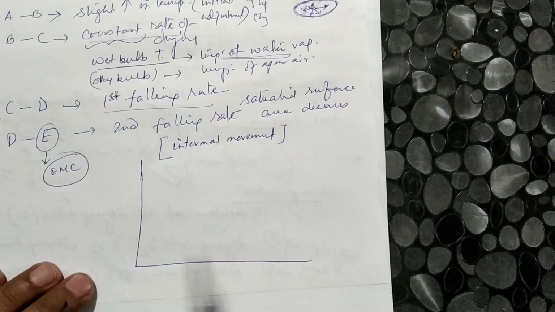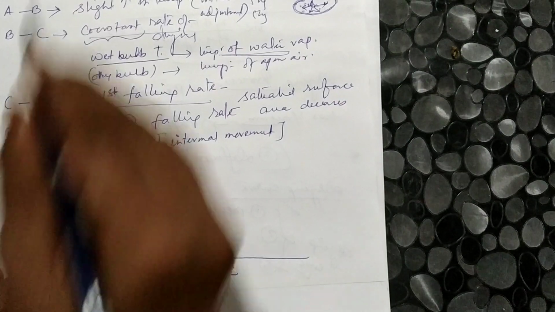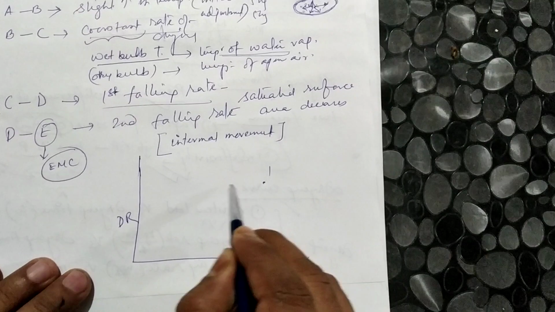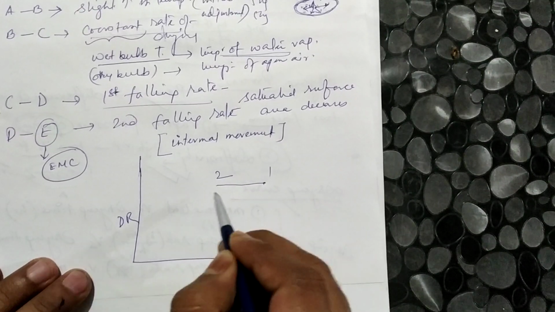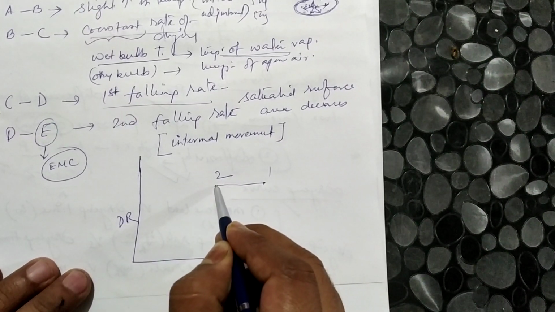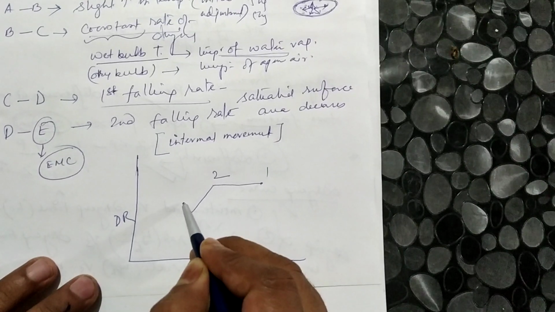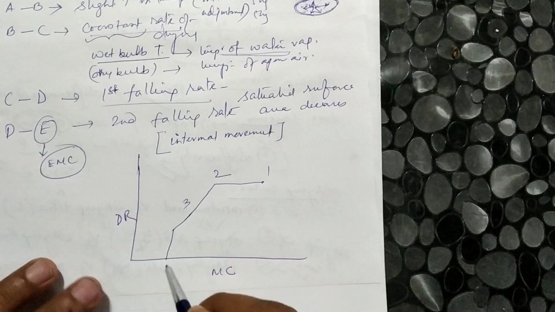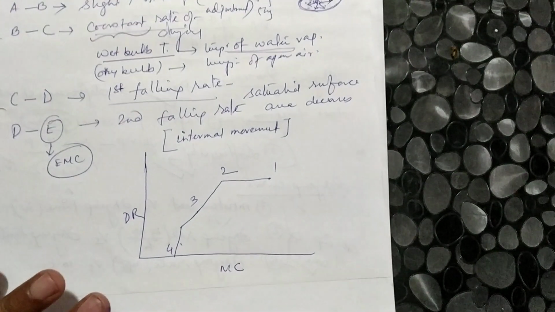Fine. So simply you can say the drying behavior, if it is 1, 2, 3, 4, you can show this in a different way. Moisture content, same graph, drying rate. Say this is your 1, constant rate up to 2, there will be falling, 3, then your D, 4. This is also a drying behavior.